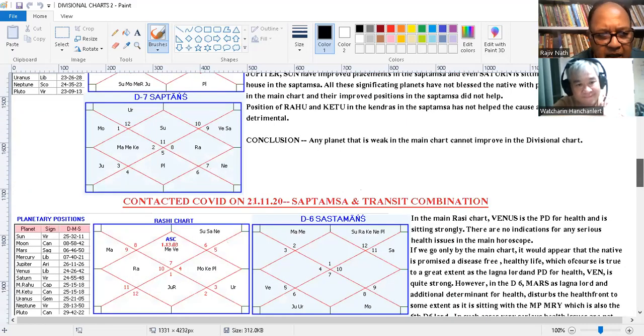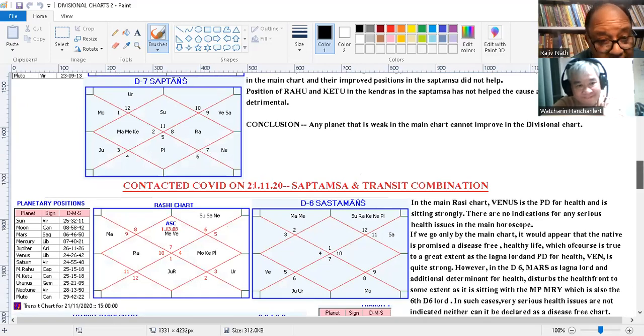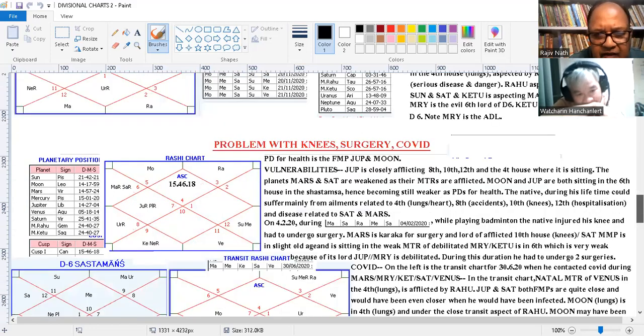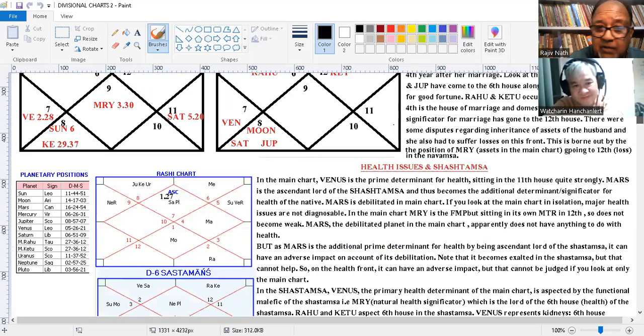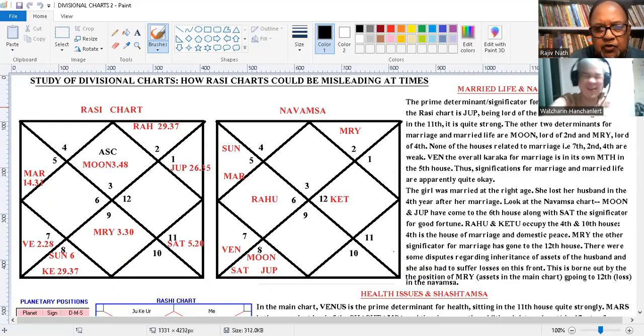Then this one, contracting COVID on 21/11. I think we have done this, but there's a combination of Saptamsa and transit. Then a problem with knee surgery, again correlated with the divisional chart. We've already done this, but now I'm correlating it with the divisional chart. Then the 5, 6 examples, but we will not do them today. It will become very heavy. This we'll do tomorrow.